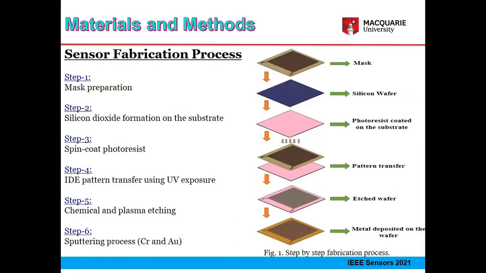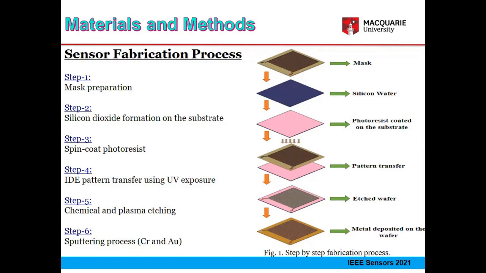To fabricate the sensor, initially it is designed using computer software. Later, a mask writer is used to prepare a 5-inch transparent mask. After that, a positive photoresist is layered on the silicon wafer applying the spin coating mechanism.